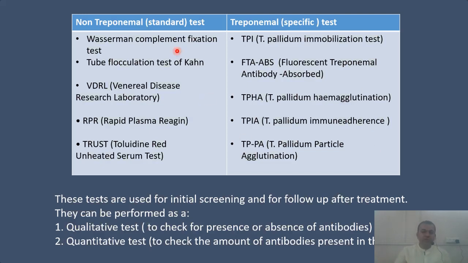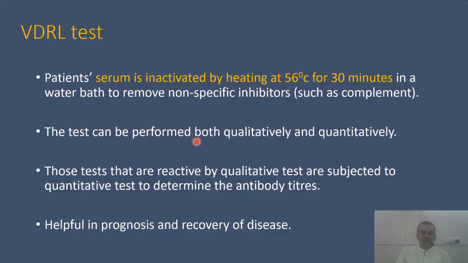How they are performed, I am going to tell you. The important thing about a non-treponemal or standard test is that we can do both qualitative and quantitative tests. Qualitative will check only for the presence or absence of antibody. But quantitative checks the amount of antibody present in the serum. Okay, so we can have a titer in this VDRL, RPR, and TRUST test. So the titers are important. We can measure how much amount of antibodies are present in the serum.